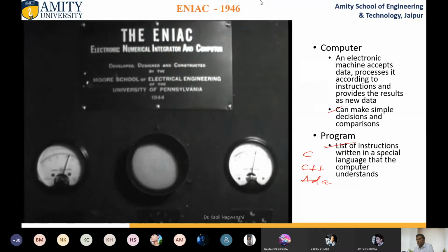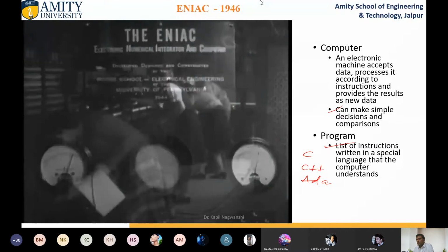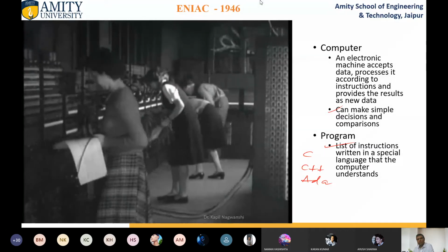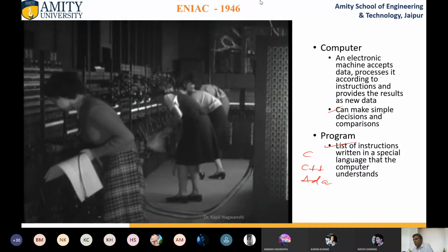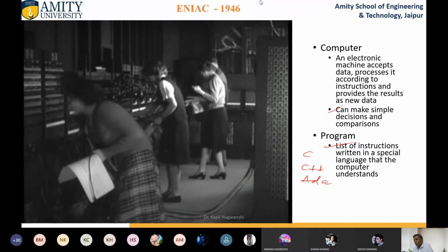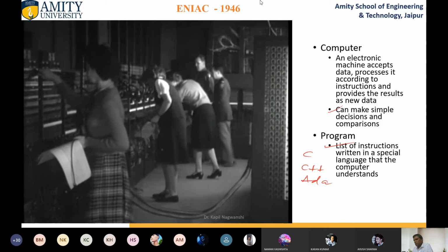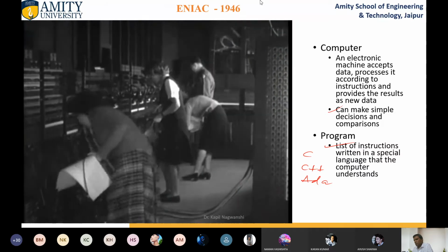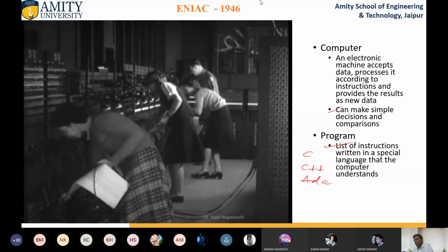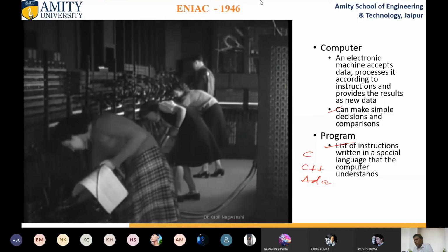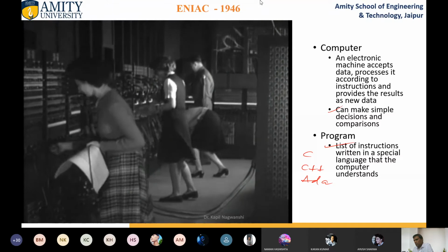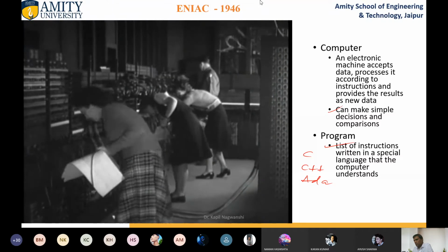ENIAC stands for Electronic Numerical Integrator and Computer. It was the world's first large-scale digital electronic general-purpose computer. It was designed to be capable of being reprogrammed to solve a large number of numerical problems. ENIAC was conceived and designed by John Mauchly and J. Presper Eckert of the University of Pennsylvania. They headed up a team of engineers and others that worked on the ENIAC project, which began in 1943.